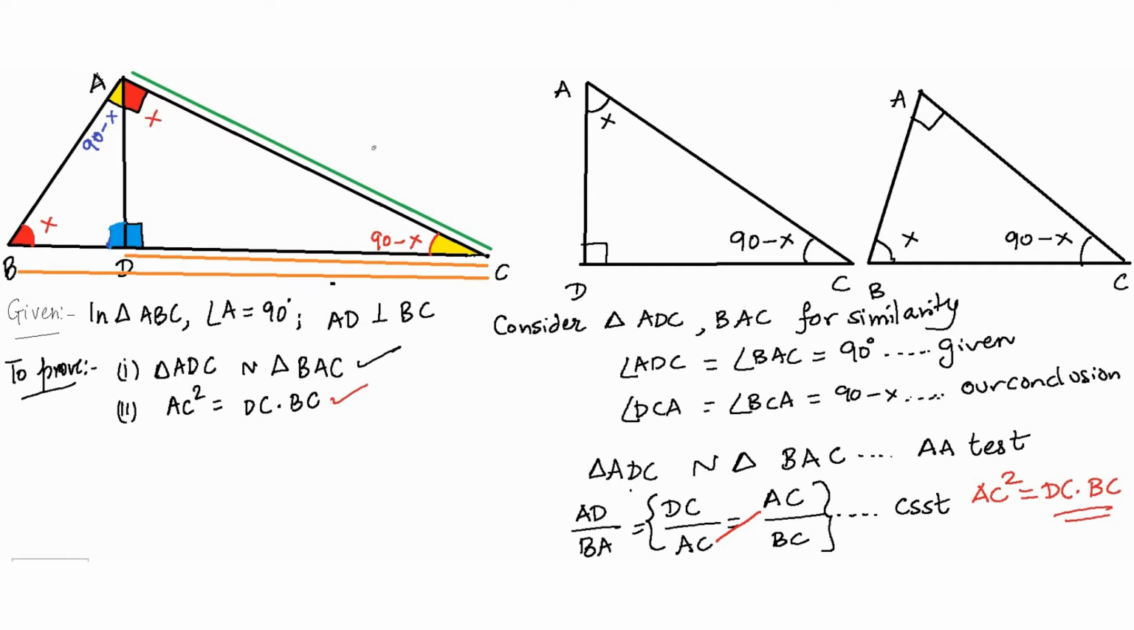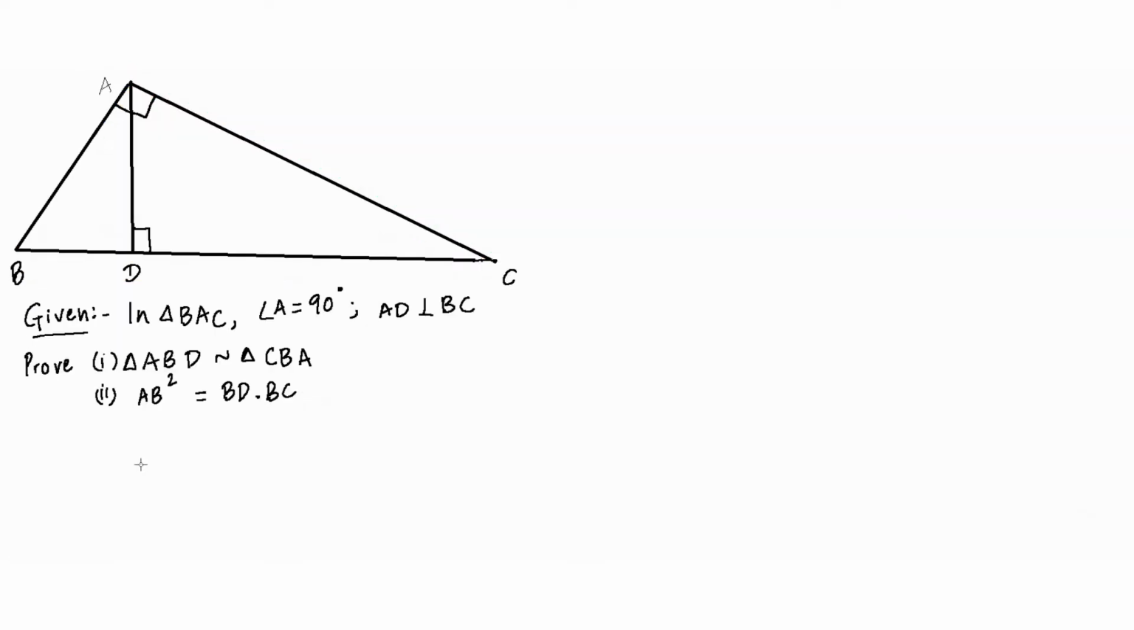Okay, moving on to the next question. Let us consider this question. In triangle BAC, so again we are given a right angle triangle. Angle A is 90, AD is perpendicular to BC. So again this is a right angle triangle within a right angle triangle. We now have to prove that triangle ABD is similar to triangle CBA. So in the earlier question we had taken the triangle ADC. Now we have to take triangle ABD.